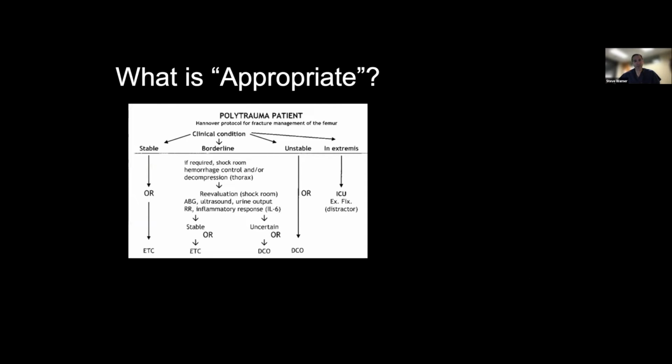So it all sounds great, early appropriate care, but what is appropriate? What does that actually mean when you're trying to manage these polytrauma patients? If you look at this algorithm that was developed by the Hanover group in the early 2000s, you can see what really stems off of how to treat these patients is their clinical condition. You can categorize these patients into stable, borderline, unstable, or in extremis. And so how do we know what the patient's clinical condition is, which will then dictate what we do for these patients with their multiple orthopedic injuries?